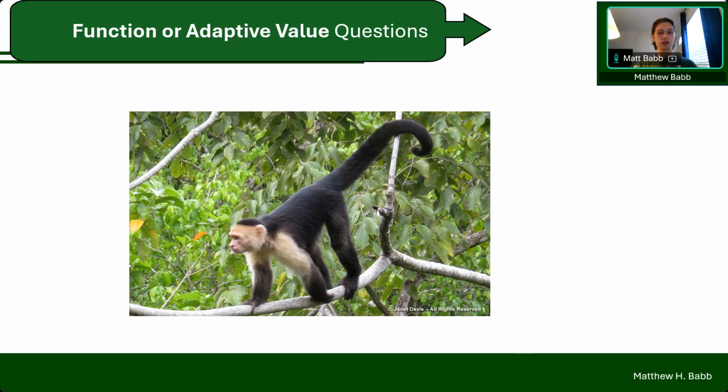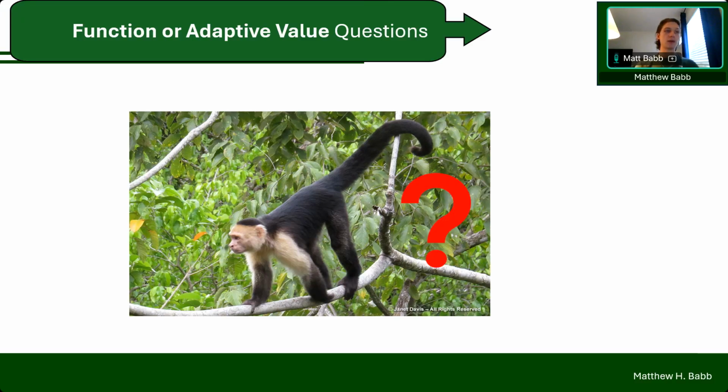So I put this picture on here to highlight, maybe we want to ask, why do capuchin monkeys have long tails? Maybe it's to help them swing from trees. Maybe it is to help them escape predators. Maybe it is to help them catch prey. We don't know the answer to that, but we could ask that question from an adaptive value perspective and then try to get an answer to that question.